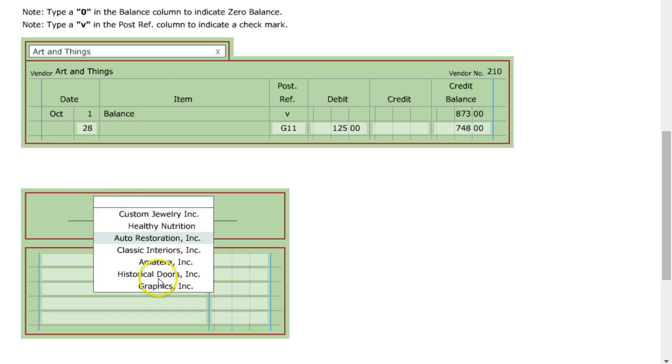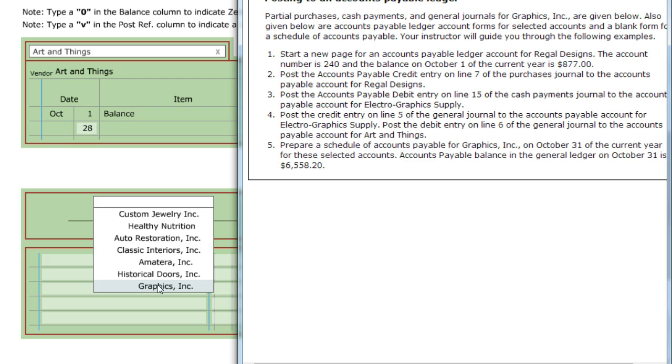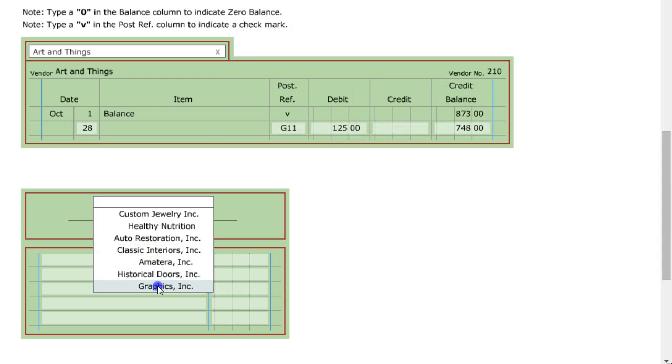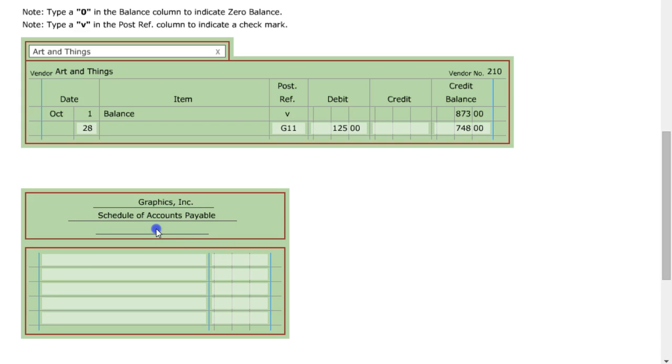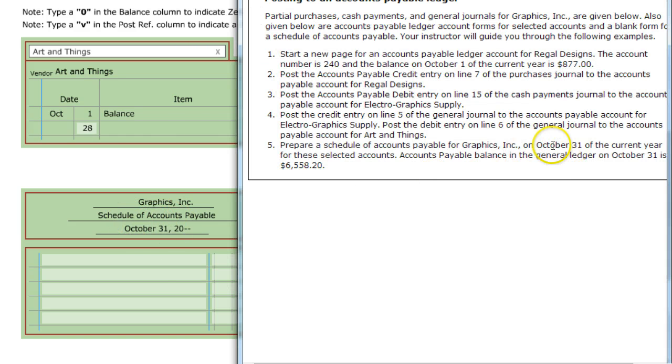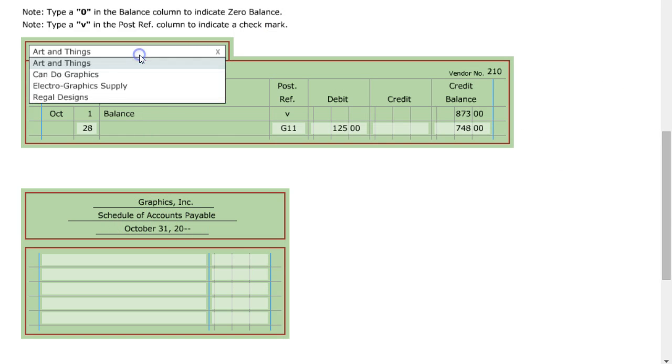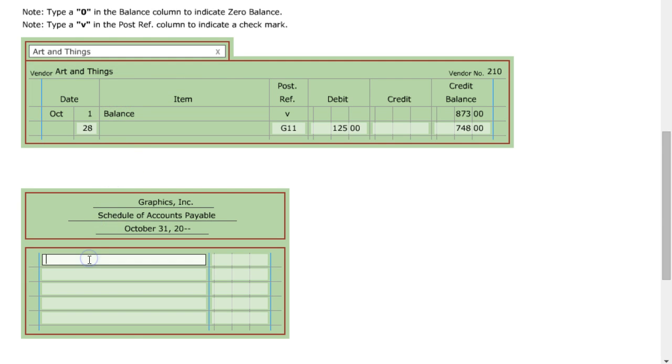So how do you prepare this? Well, it's very easy. You're going to put the name of the business, which the name of our business is Graphics Incorporated. Okay, you're going to put down what it is. It's the schedule of accounts payable. You're going to put down the date, which for this one it's October 31st because it's the end of the month, and it also tells you that in the directions. Then you'll put each account that has a balance. If it doesn't have a balance, you don't put it in, but each account that has a balance in the schedule of accounts payable. So we'll put down Art and Things.